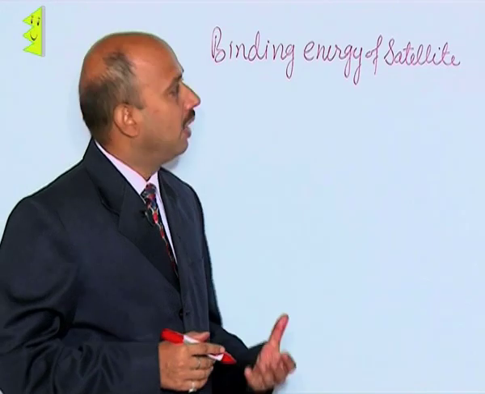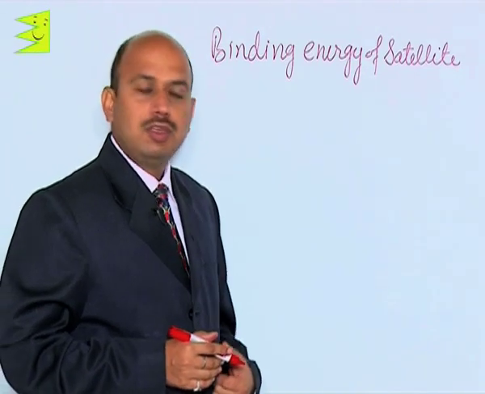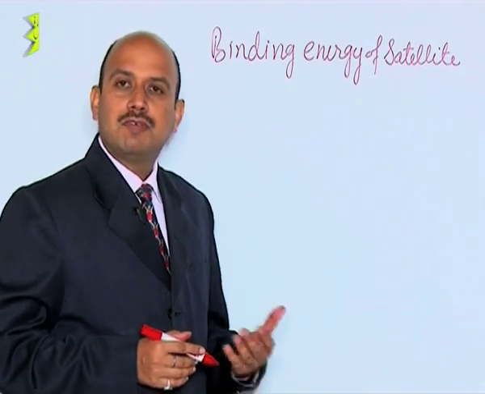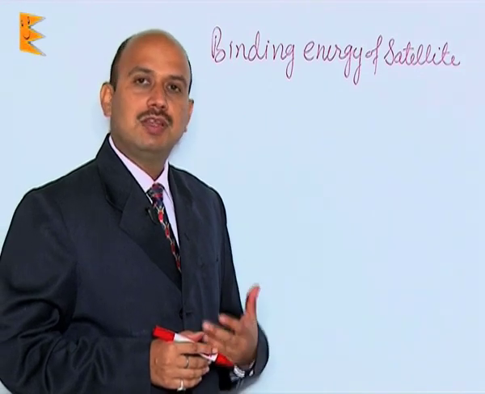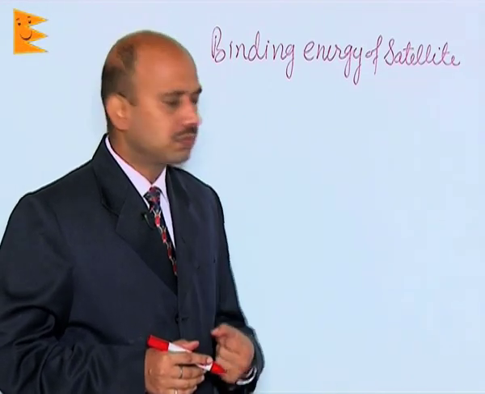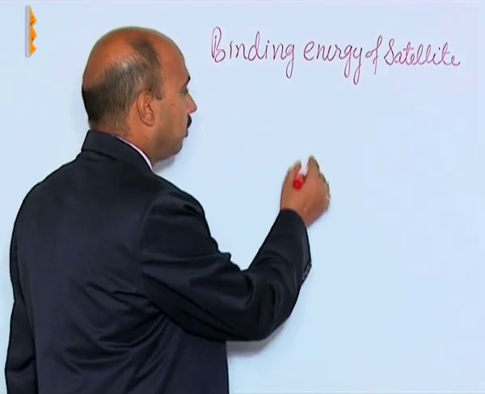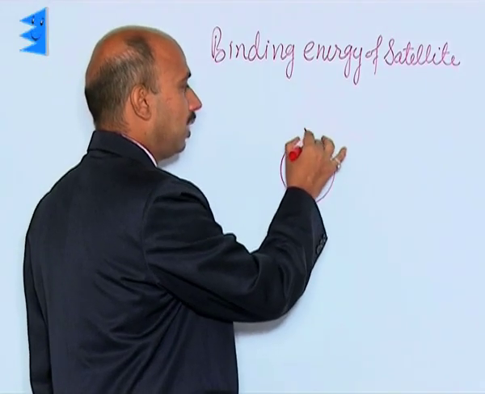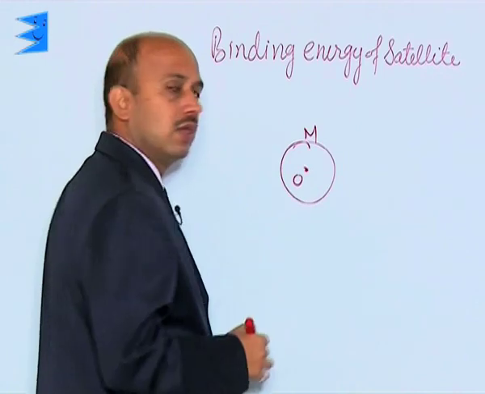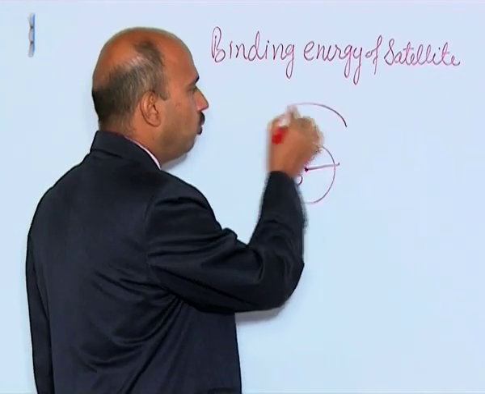Now see here, what is binding energy of a satellite? The minimum energy required to free the satellite from the gravitational field of earth is known as binding energy. How do we calculate it? Suppose this is earth of mass M and this is the center O, and the satellite is revolving close to the earth.